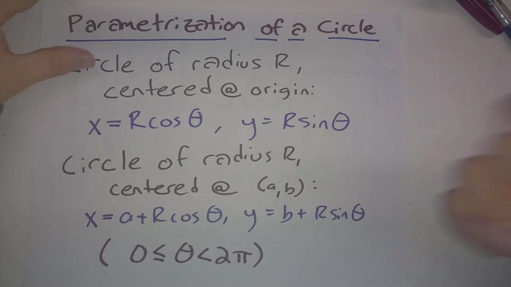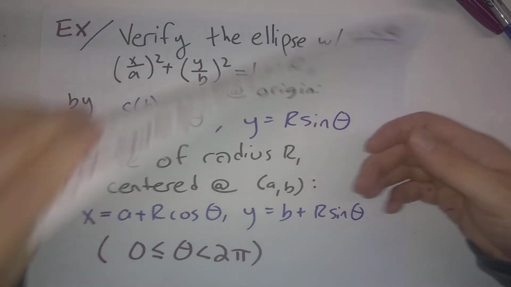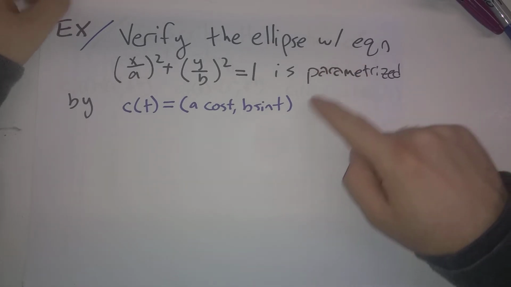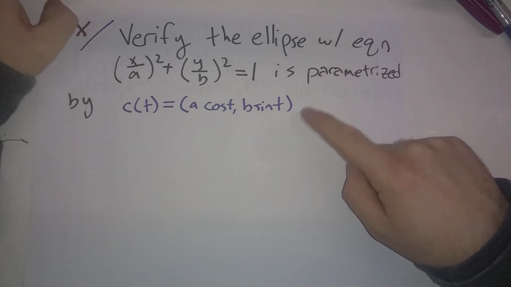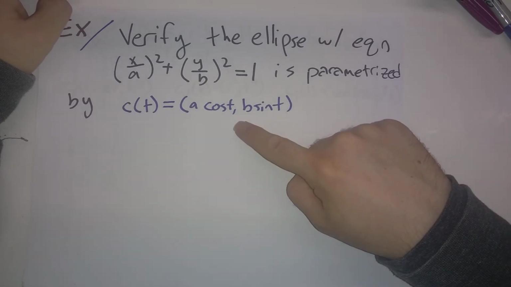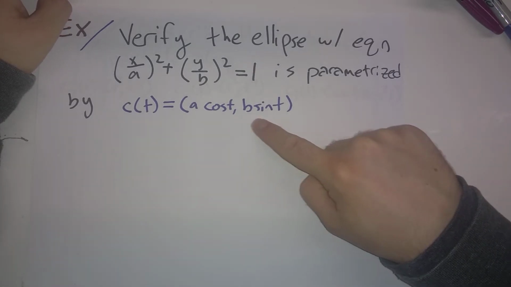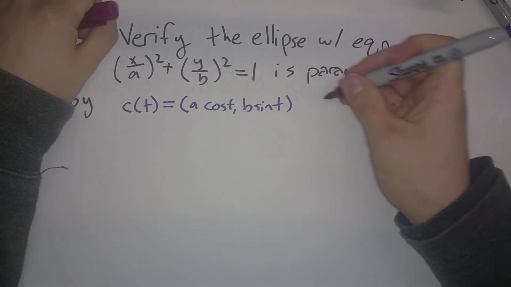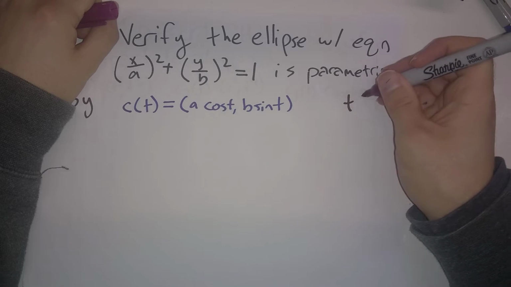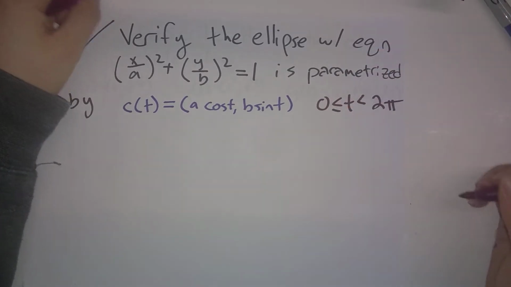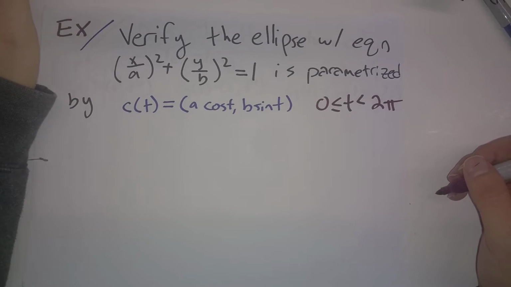We had circles in the last video. Let's talk about ellipses. Verify that the elliptical equation x over a squared plus y over b squared is equal to 1 is parameterized by c of t is a cosine t, b sine of t. We want some bounds on this as before. The interval of length 2 pi is going to work here.